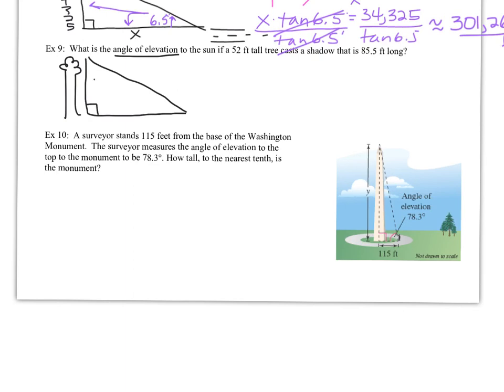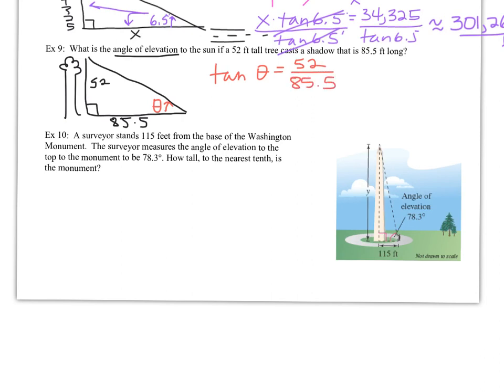If the height of the tree is 52, and the shadow is 85.5 feet, the angle of elevation is always the angle that goes up towards the top. So that would be our theta value. What trig definition would we use here if we think SOHCAHTOA? If our angle's at the bottom right this time, the height of the tree would be the opposite side. The 85.5 is the adjacent side. We should use tangent here. Tangent of our angle is equal to opposite over adjacent.